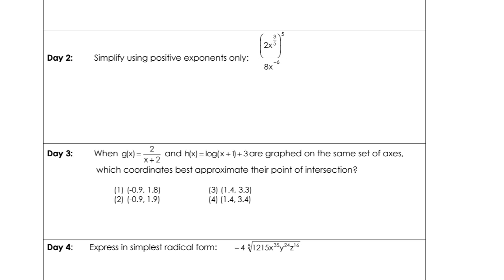Hey guys, we are on Unit 9, Day 2, and our warm-up says simplify using positive exponents only. All right, so what we're going to do is take a look at that top. And we have a 5 out here, but what we have to realize inside is that we have a numerical base of 2 that needs to be raised to that 5, and a variable base of x to the 3/5 also needs to be raised to that 5.